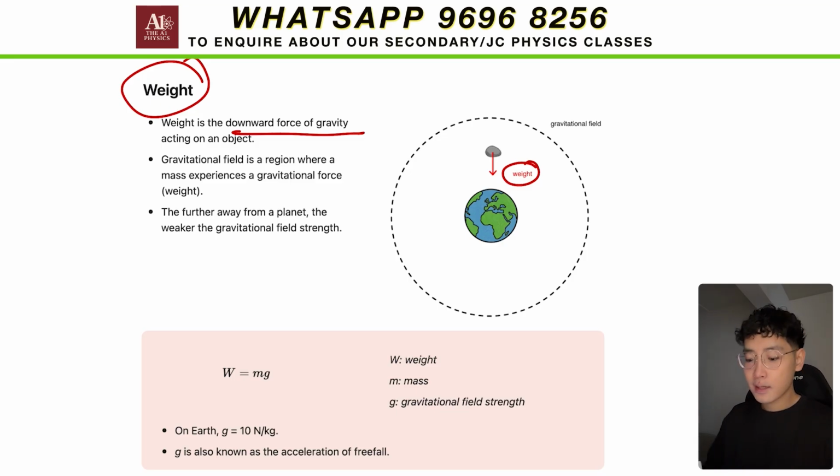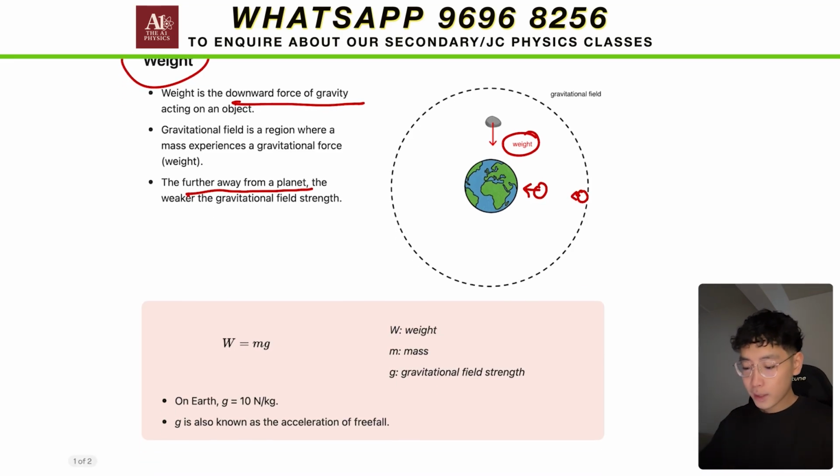One thing to note is that the further away from the planet, the weaker the gravitational field strength. So if an object is over here, the gravitational field strength is very strong. But if you go a bit further away, the gravitational field strength becomes a bit weaker. So the weight becomes a bit smaller when you go further away.